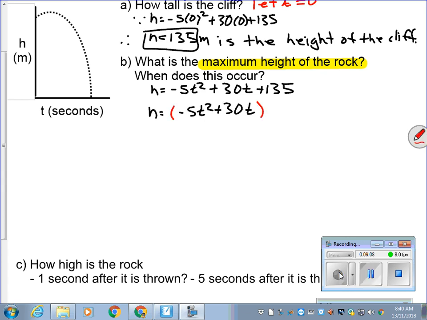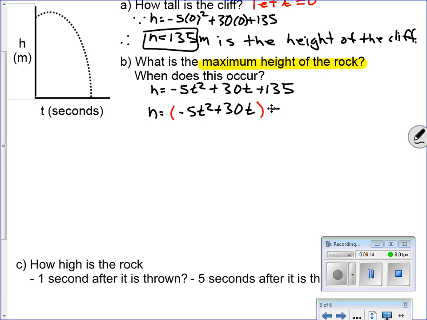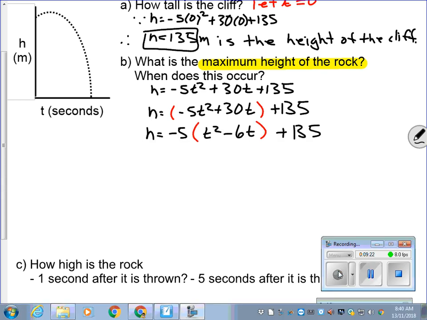So we put the t and t squared terms in brackets, and then we add the 135. Next, we're going to factor out negative 5 from that bracket. And that's plus 135 for each of those. Just make sure those equations are set up properly.